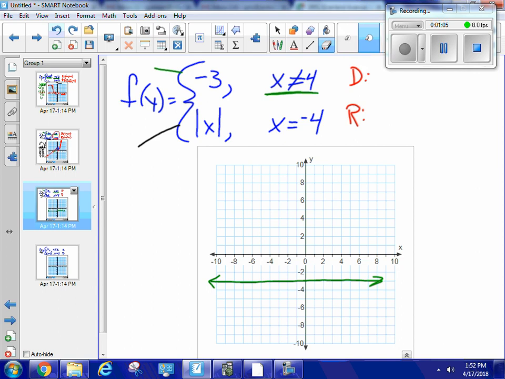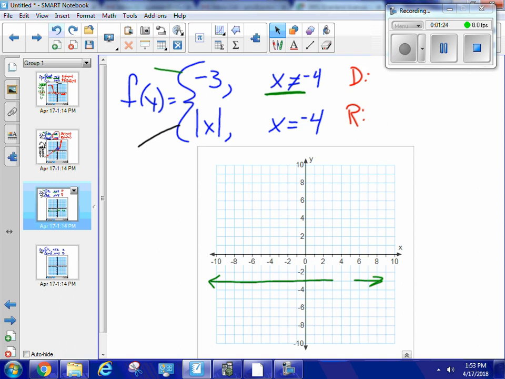So where x is equal to 4, is it 4 or -4? I want to make sure I get it right. No, x is not equal to -4. My bad. Let's fix it here. X is not equal to -4.